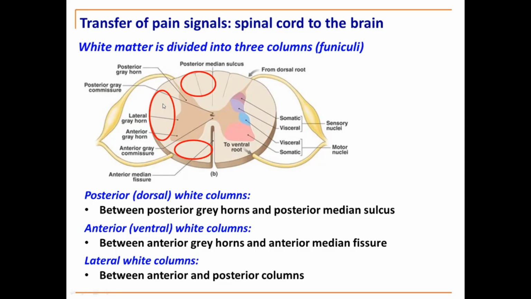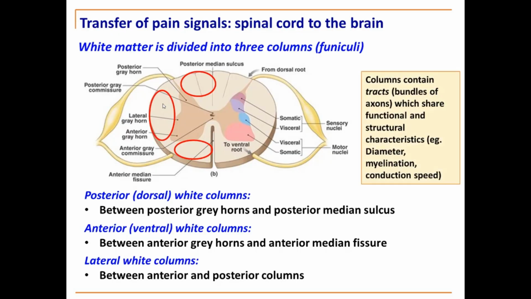So these columns are basically bundles of axons, and they have a relatively uniform diameter, myelination, and conduction speed. They also relay the same type of information, whether that be sensory or motor, and in the same direction. And of course, these columns have axons going up and down the spinal cord and to and from the brain. Like I said, they have bundles of axons and share characteristics, as we've already touched on.